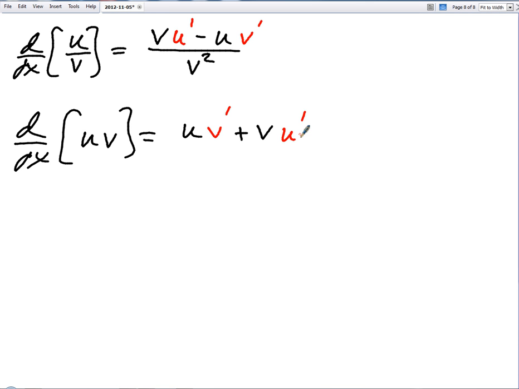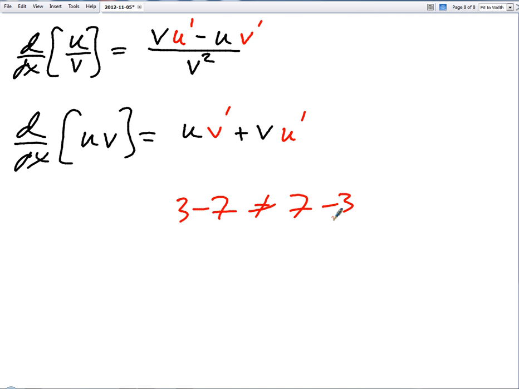But that's not the case with the quotient rule. The first term is positive, but I'm subtracting the second term, and subtraction is not commutative. We know that 3 minus 7 is not equal to 7 minus 3, right? And so you've got to get this one right. You've got to really remember this one.